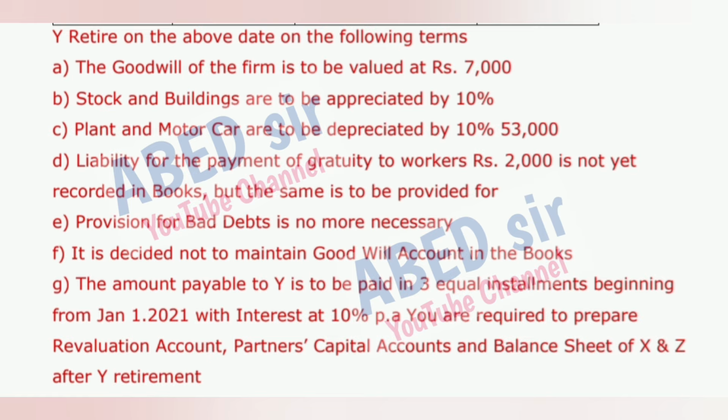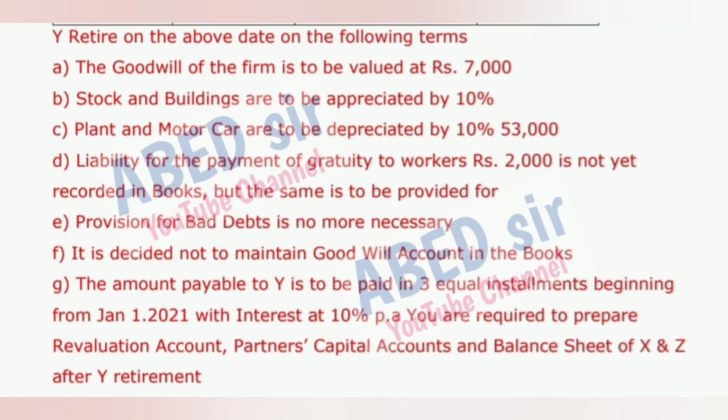Y retires on the above date on the following terms. A. The goodwill of the firm is to be valued at 7,000 rupees. B. Stock and buildings are to be appreciated by 10%. C. Plant and motor car are to be depreciated by 10%, 53,000.